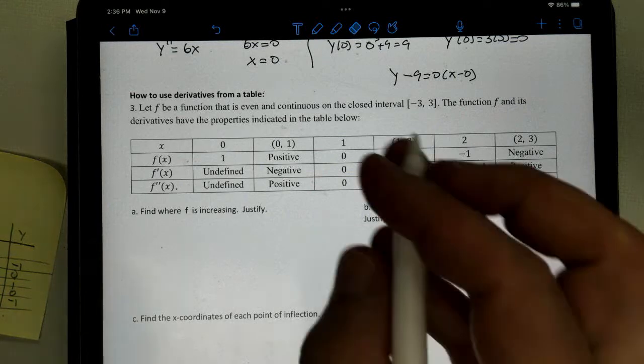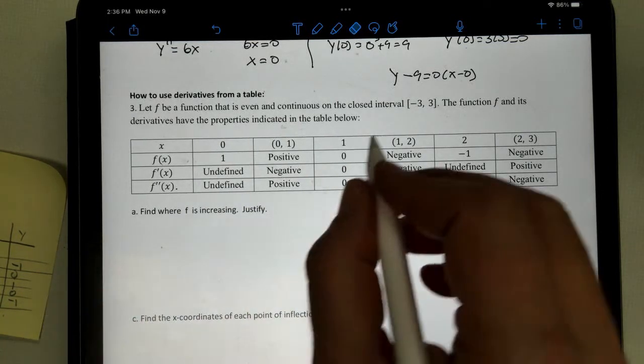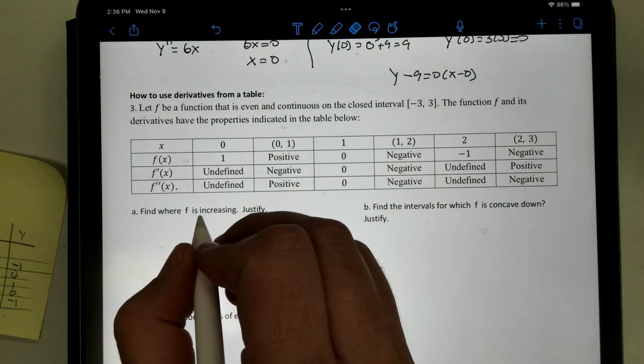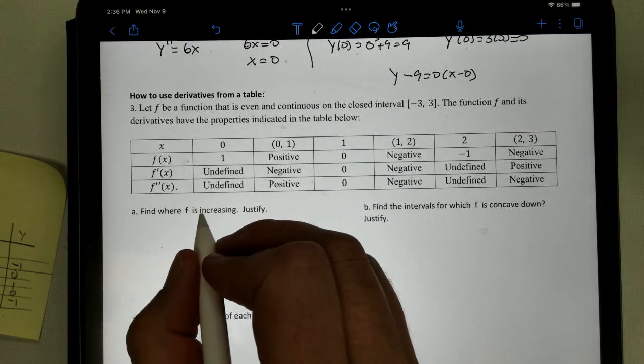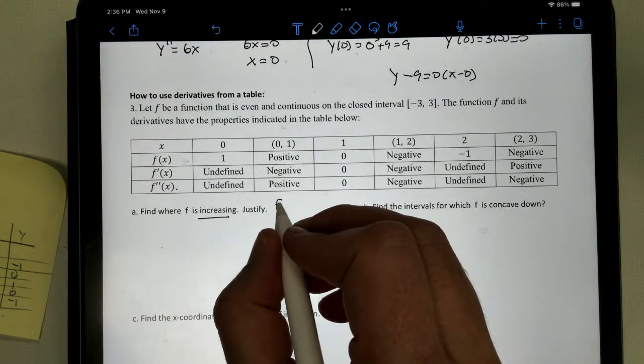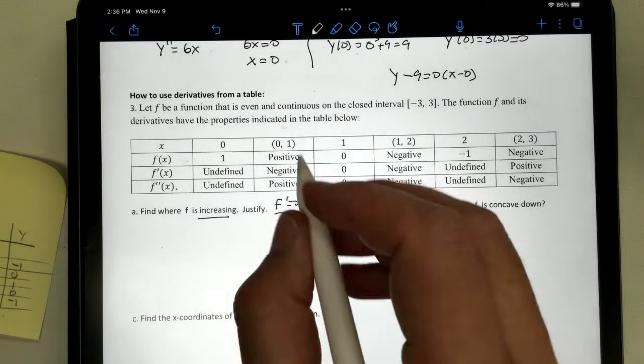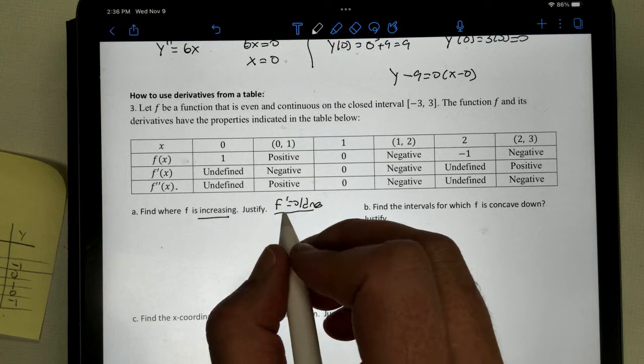Hi, welcome back. So we're going to continue on, but now we're going to talk about the derivative from a table. So for the first question, we want to be able to find out where the function is increasing. And they give us this table with all these derivatives. So we want to find out where the derivative is 0 or DNE.